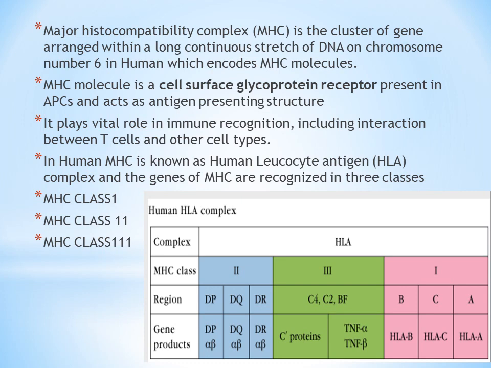MHC class 1 has three regions A, C and B, which leads to the production of HLA-A, HLA-B, HLA-C, whereas MHC class 2 has three regions, namely DP, DQ and DR, which are responsible for producing gene products as DP alpha beta, DQ alpha beta, DR alpha beta, whereas MHC class 3 has regions C4, C2 and BF, which leads to the production of gene products like C proteins in the complement system and TNF alpha beta, that is tumor necrosis factor.